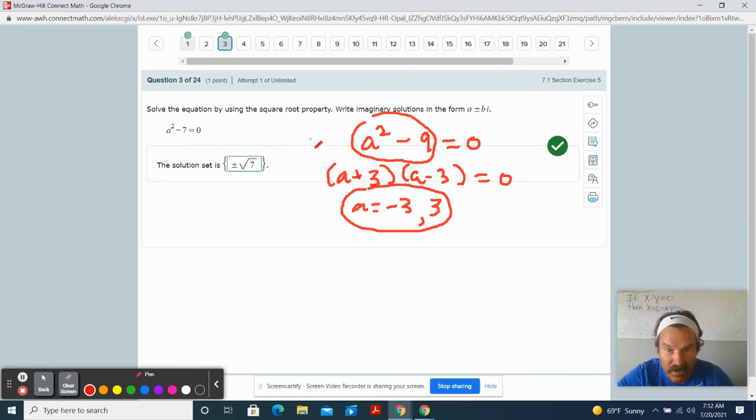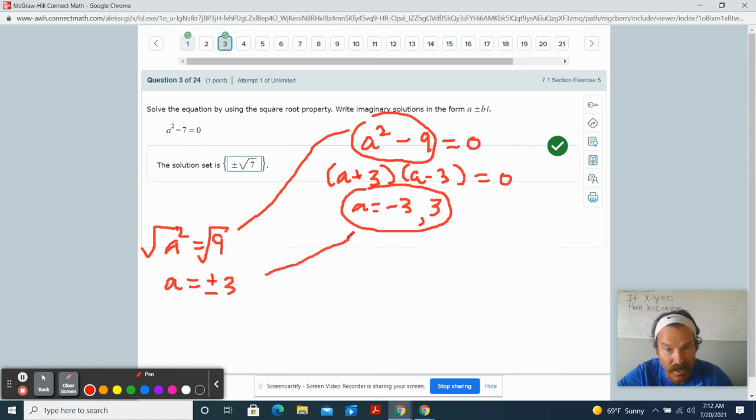We could have solved this problem another way. We could have just isolated the squared term. So we add 9 to both sides. Took the square root by the square root property. We take the square root of both sides, and we put plus or minus square root of 9, which is plus or minus 3. These are the same two answers.